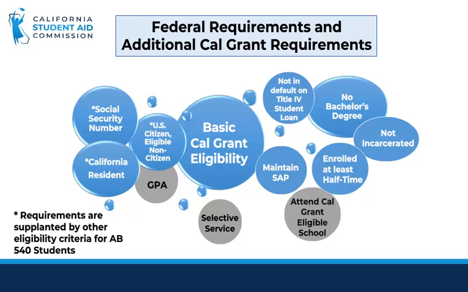attend a qualifying California college, do not already have a bachelor's or professional degree, be enrolled at least half-time, register with the U.S. Selective Service if required to do so, do not owe a refund on any state or federal grant, nor be in default on a student loan, not be incarcerated, maintain satisfactory academic progress standards established by the school, and have a GPA or equivalent submitted when applying.